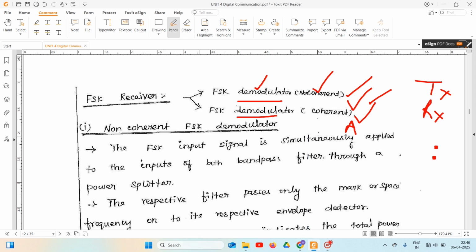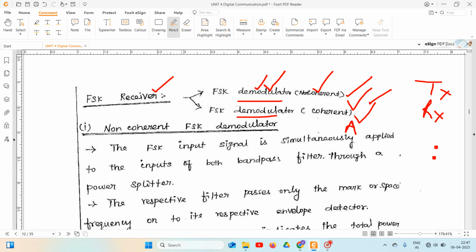Hello students, in this video we are going to discuss the FSK demodulator. The FSK demodulator is used at the FSK receiver. The modulator is used at the transmitter, and the demodulator is used at the receiver. We are going to discuss the FSK demodulator with respect to coherent and non-coherent detection.